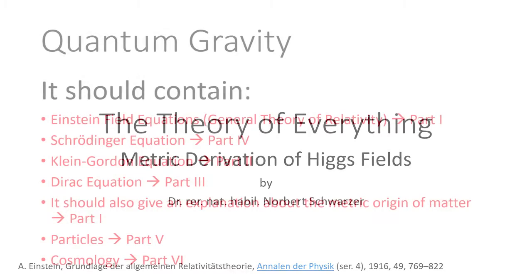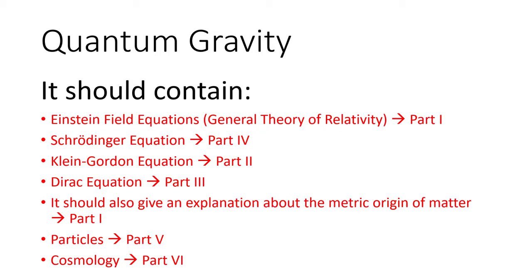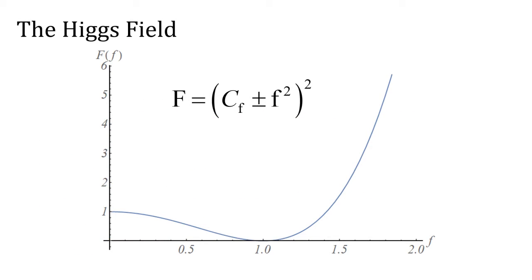A theory of everything for which we are aiming here should not only contain Einstein's general theory of relativity, but also all major quantum equations, and it should also explain the appearance of what we describe as matter. In this presentation, we will concentrate on the quantum gravity derivation of the so-called Higgs field. Due to its peculiar shape, it is sometimes also called the Mexican hat field.